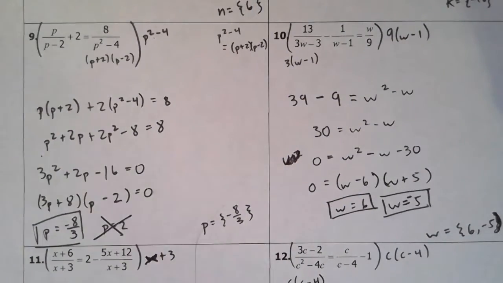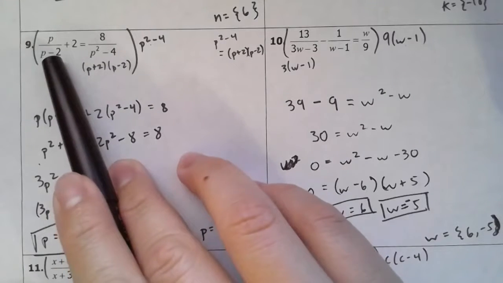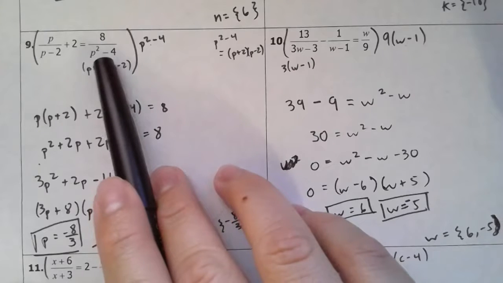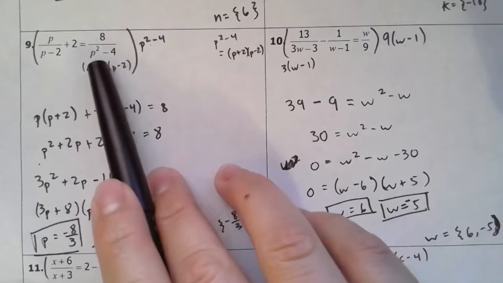So number 9. Here, this is where things start to get a little bit more complicated. So I have p minus 2 here. This is just 2, but it's really 2 over 1, right? And then I have p squared minus 4, which is really p plus 2 times p minus 2. It's a difference of squares.